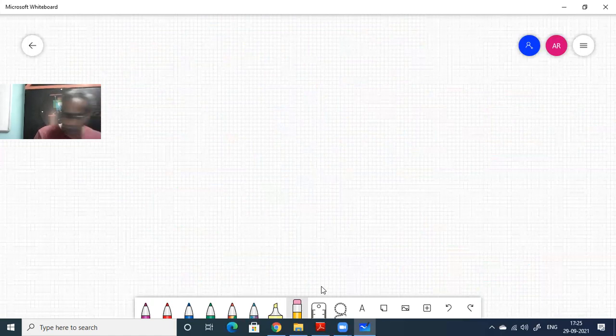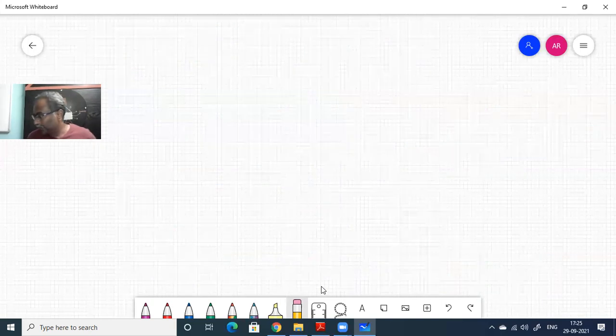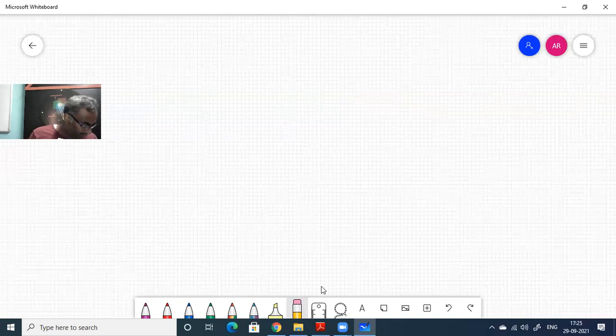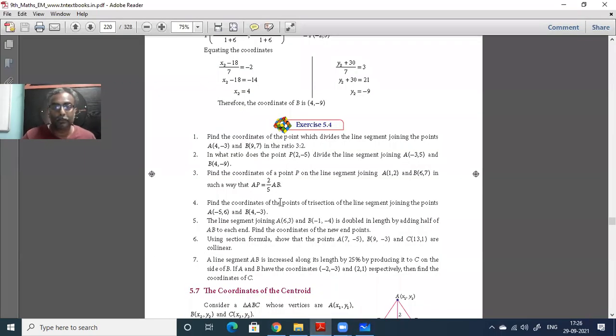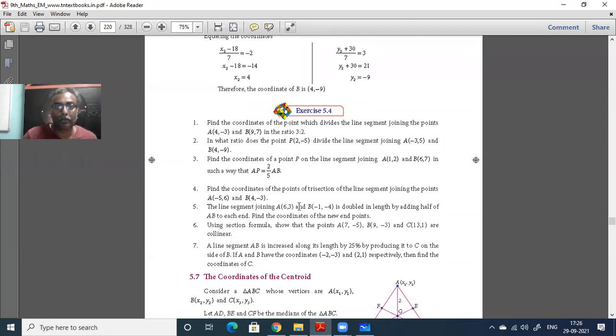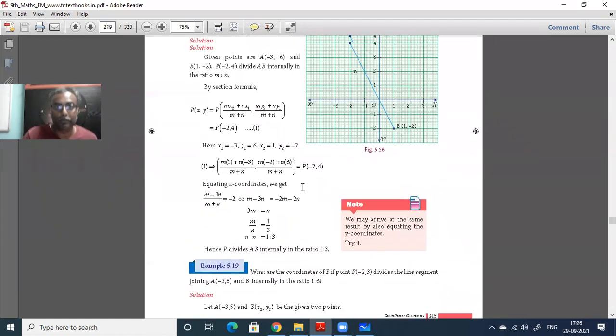Using section formula, show that the points A, B, and C are collinear. See, unless the points are collinear, section formula cannot be used. So you have to use something else also. What do we have to use? I will tell you what else we have to use.